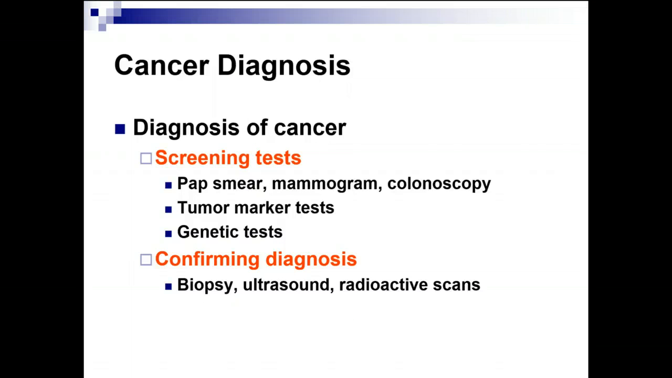How cancer is diagnosed. Once again, screening tests help to diagnose cancer. The more frequently the screening tests are done, the earlier the cancer can be detected. Early detection increases the odds of surviving cancer. Pap smears are used to detect cancer of the cervix. Mammograms are used to detect breast cancer. Colonoscopy is used to detect tumors and cancers in the colon.